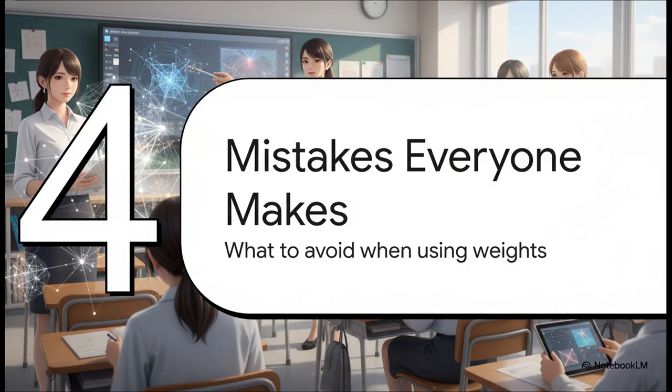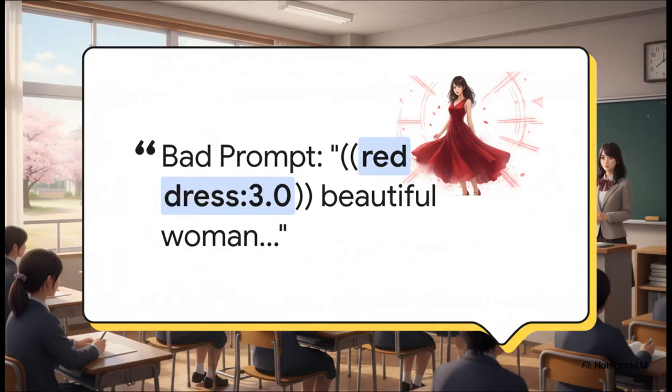Now look, like any powerful tool, it's pretty easy to make a few mistakes when you're just starting out. So let's cover the common pitfalls right now, so you can skip all that frustration and just go straight to getting amazing results. First up is the temptation to just go nuclear with the numbers. You really want that red dress, so you crank the weight all the way up to 3.0. You're basically screaming at the AI. And well, just like with people, screaming usually leads to some weird, distorted results.